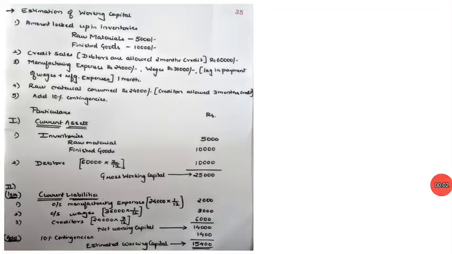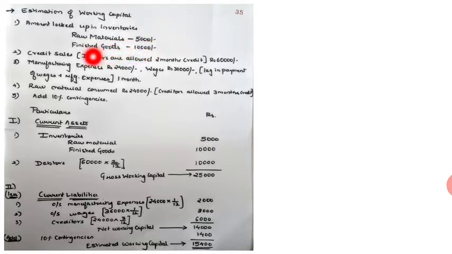Good morning, dear students. Let's continue with the next problem on estimation of working capital. This problem is very much similar to the previous one that we have solved. We are taking this problem just to make you clear about the concept of estimation of working capital. The problem given is: estimate working capital when amount locked up in inventory is raw material 5,000, finished goods 10,000.